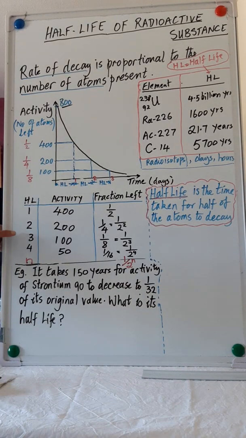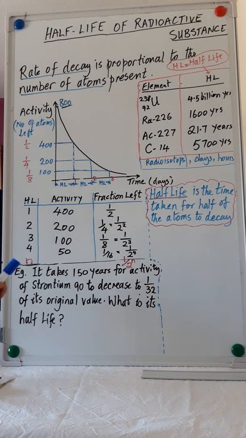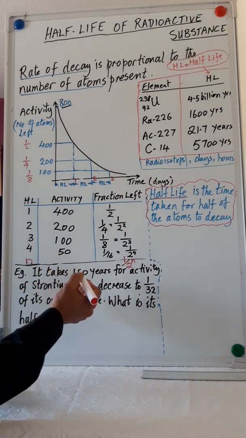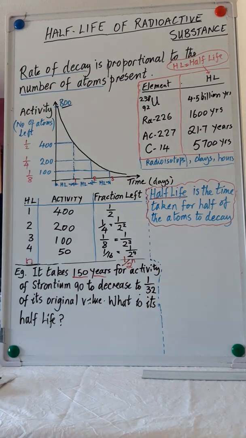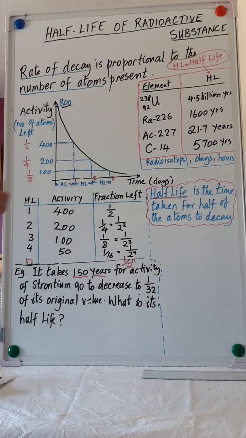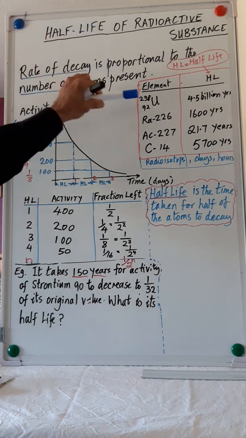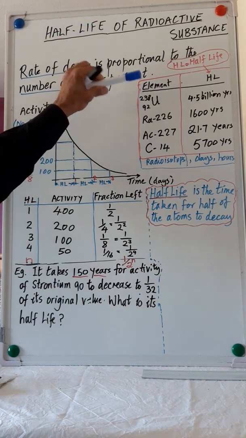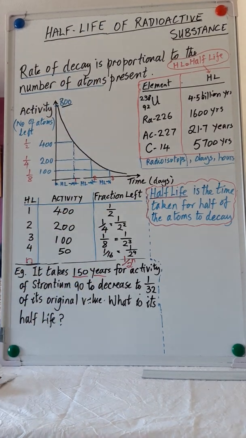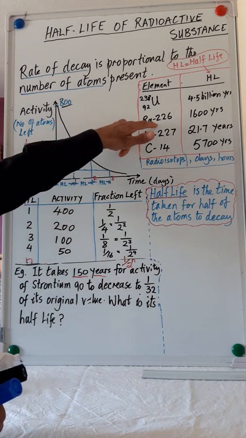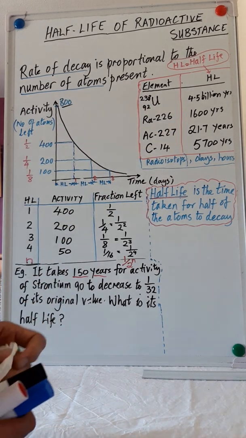I'll illustrate this with an example. Now, if you say it takes 150 years, before we do the example, I'll just give you an idea of what the half-life of different elements is. Now, uranium-238 has a half-life of 4.5 billion years. That's a very, very long half-life. And radium-226 is 1600 years.